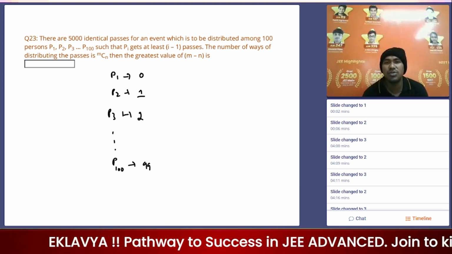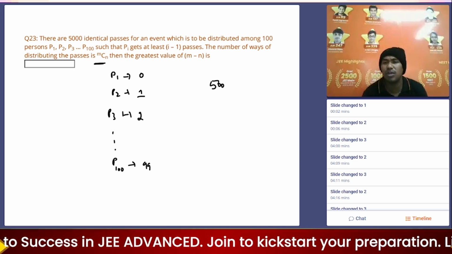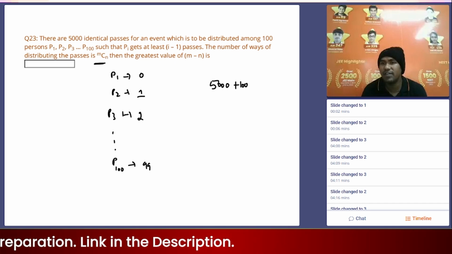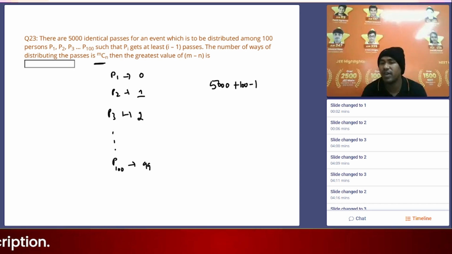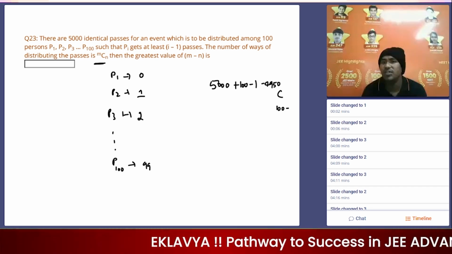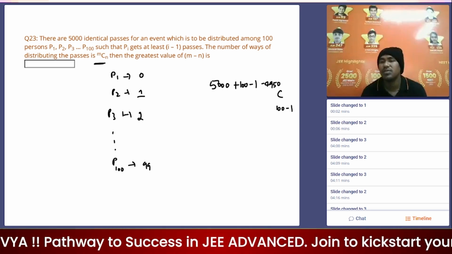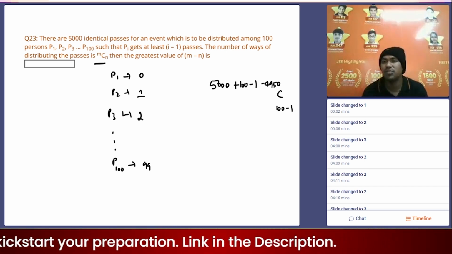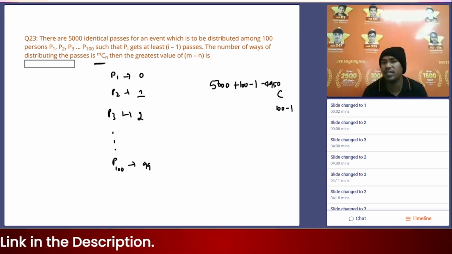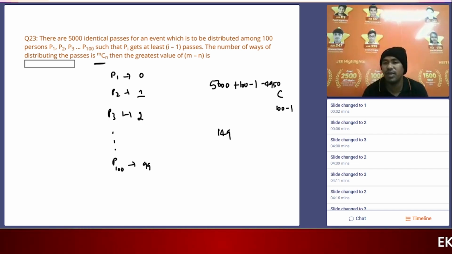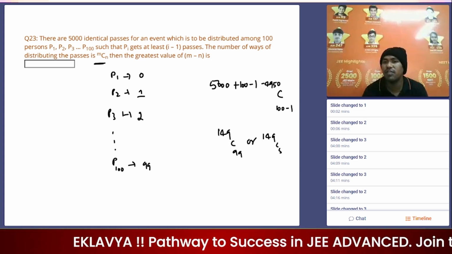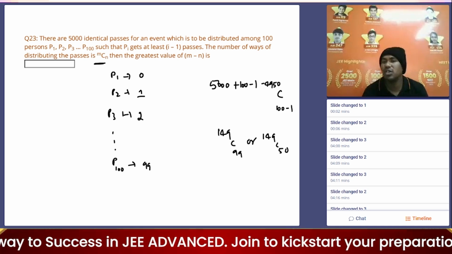The number of ways of distributing the passes is mCn. So in total how many are we having? 5,000, right? For how many of them are we giving? For 100 of them, plus 100 minus 1, and again we need to take the minus 4,950, with C 100 minus 1, because we are taking the minus 4,950. Now how much value will this part become? 5,000 minus 4,950 will be 50. So 50 plus 100 is 150. 150 minus 1 will be 149 C 99, or you can write 149 C 50. These are the two possibilities.